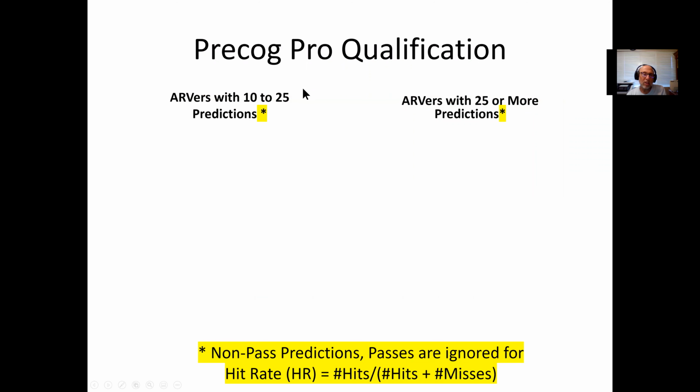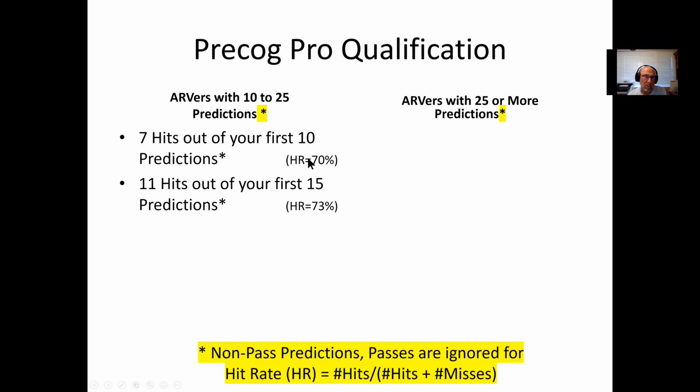Okay, what are the qualifications? I'm just emphasizing again that these are non-pass predictions. A hit rate is number of hits divided by the number of hits plus number of misses. And here it is. If you are just coming in new and you can get 7 hits out of your first 10, you're in. That's a hit rate of 70%. We're actually being somewhat generous. That's a little less than statistically significant, but it's still quite significant.